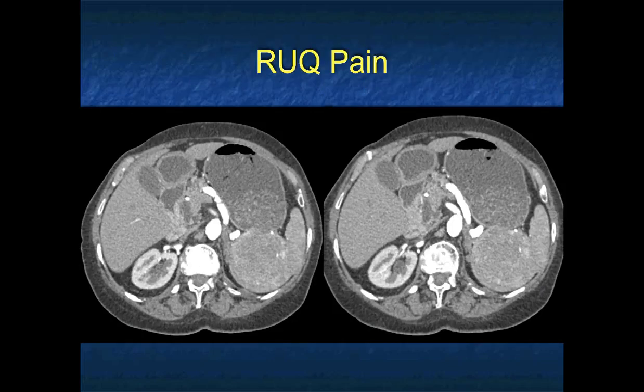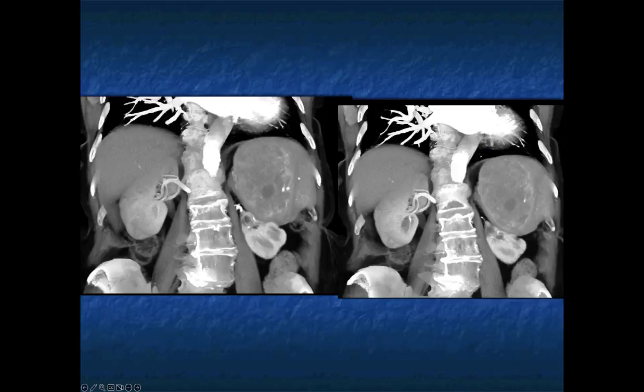Another patient. Mass in the spleen, an incidental finding in this patient with right upper quadrant pain. The mass is vascular. It bulges the spleen, and you can see it again on the coronal views. Yes, you could think about hemangioma, but the lesion that bulges the spleen is hamartoma, and this was a hamartoma.